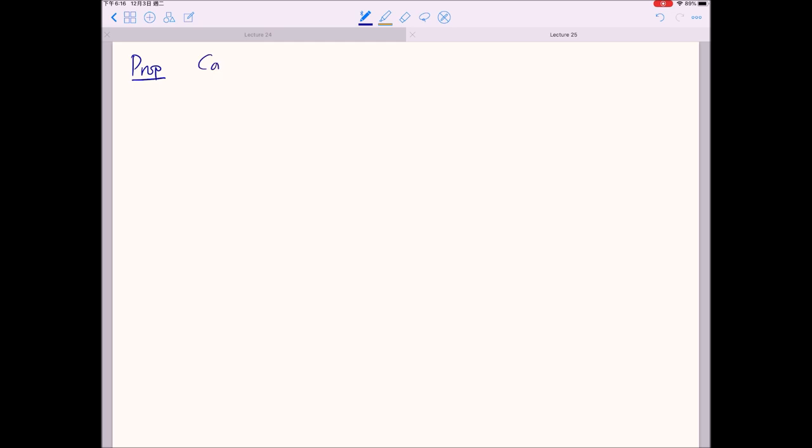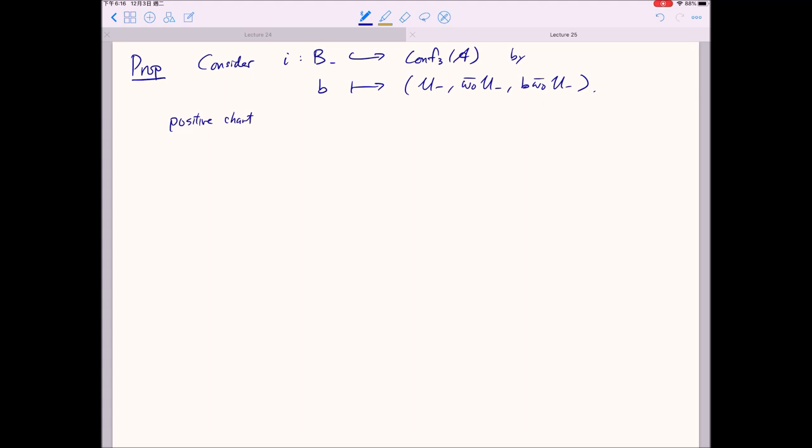We consider the restriction of the embedding by ignoring the H factor. So I'm sending just B to U bar, omega bar, U bar, and B. Then the positive chart of B bar is given by, as we all know, the generalized minors. The generalized minor is given by the following formula: Delta of U_L, omega i, where U_L is the truncated word of the longest element.